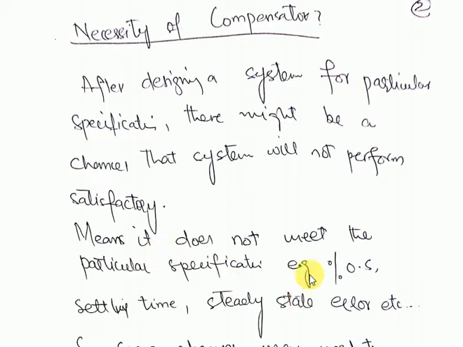For example, what are the particular specifications for a control system? Percentage overshoot, settling time, steady state error, etc. There are many specifications, but we are studying these. So there is a chance that the percentage overshoot is exactly what we needed, but the settling time and steady state error are not satisfying. So we will add a compensator in that system to compensate these things.